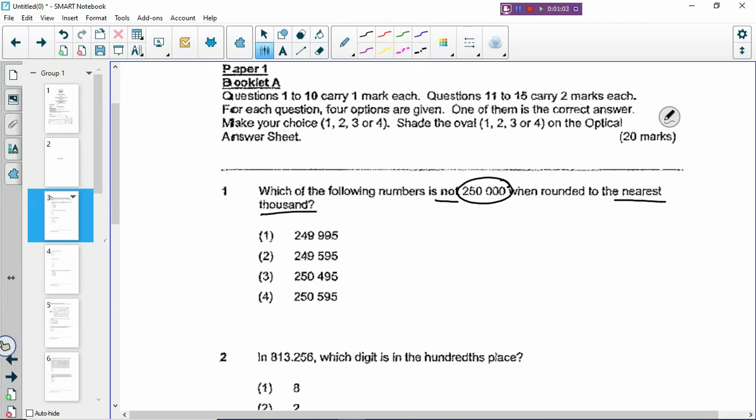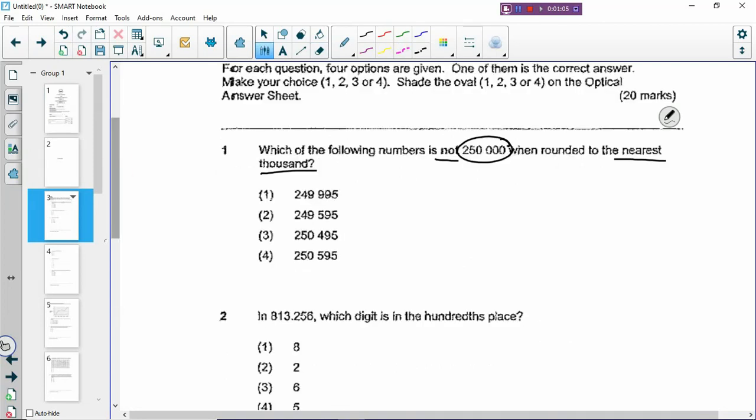Okay, so to round numbers to the nearest thousand, there are 3 zeros in 1,000, so I will draw a line to show the last 3 digits. And then I look at the digit nearest the line. Is it 5 and bigger? If it is, then I will add 1 on the next digit and I will get 250,000, which is not what I want. So I will cross it.